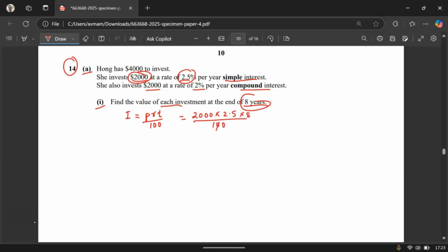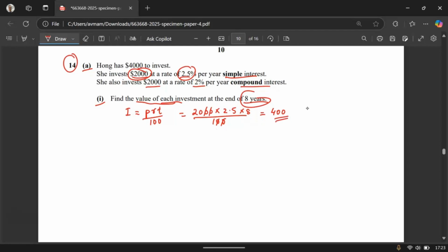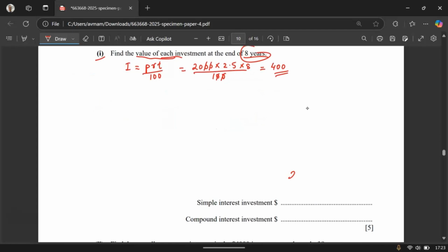Since this is a calculator paper, you can use your calculator. So 20 times 2.5 times 8 will give you 400. Don't forget, this is only the interest. We need to add 2000. So that will give us 2000 plus 400. The value is going to be $2,400.